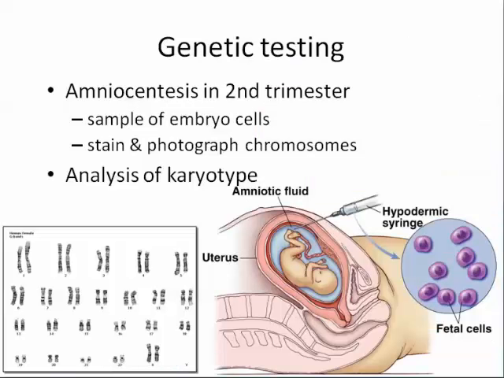Luckily, you can do genetic testing. Amniocentesis is something that you can do in your 2nd trimester. They'll actually stick a syringe through the mom's stomach and take a little sample of the amniotic fluid around the sac of the baby, and they'll do genetic testing on it, and they can tell you right then and there if your baby's going to have some type of chromosomal abnormality or not.